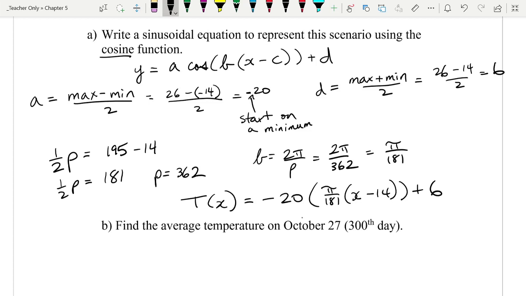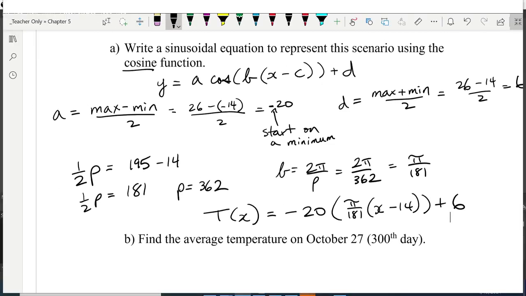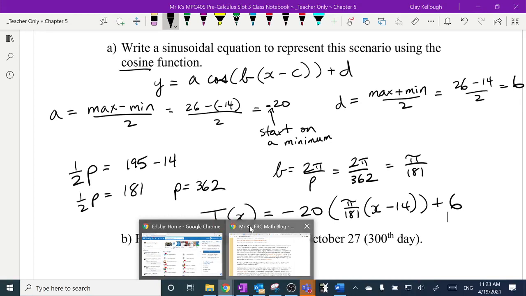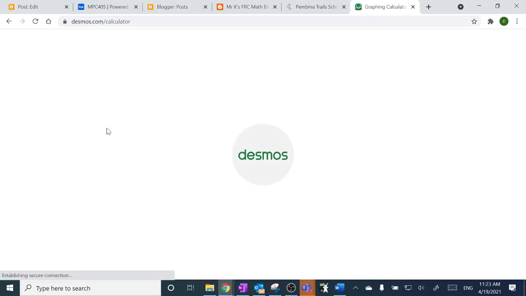And okay, I'm going to graph that on Desmos, just to see what it looks like. Oh, I don't have Desmos open. I thought I had a Desmos open. I do not. I had one open this morning. I must have accidentally closed it. Sorry about that.